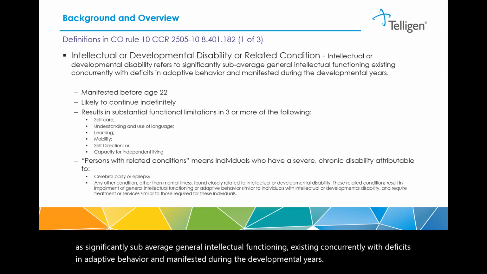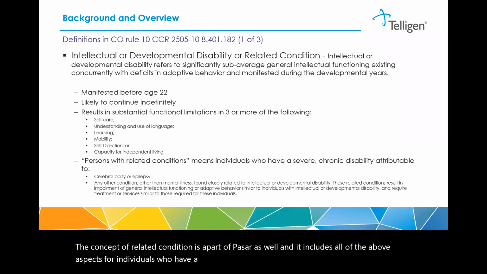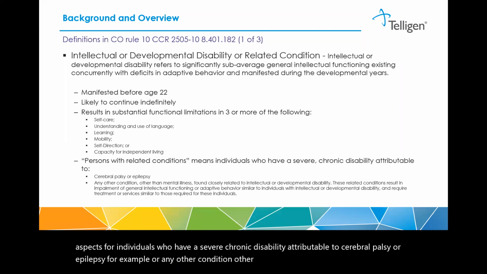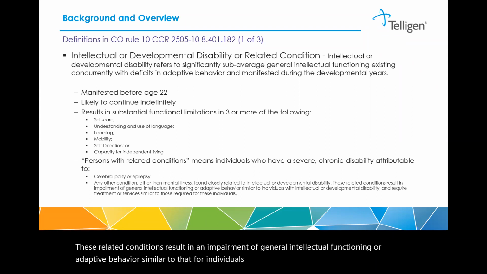The concept of related condition is a part of PASSR as well, and it includes all of the above aspects for individuals who have a severe chronic disability attributable to cerebral palsy or epilepsy, for example, or any other condition other than mental illness. These related conditions result in an impairment of general intellectual functioning or adaptive behavior similar to that for individuals with an intellectual or developmental disability. They will require treatment or services similar to those for those other individuals.